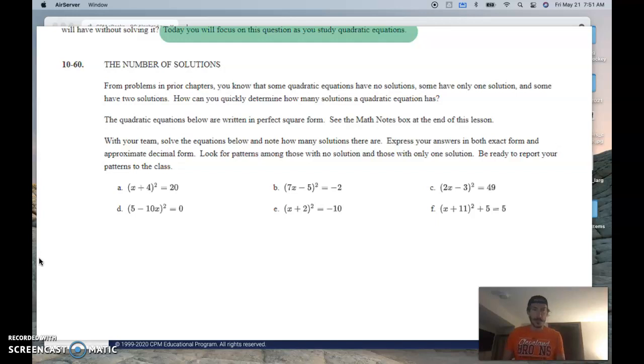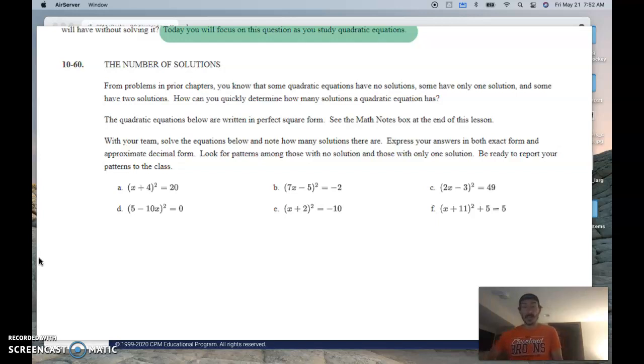And I'm going to read, and then we're going to look at a problem, and I'm going to go a bit out of order here, but it says, from problems in prior chapters, you know some quadratic equations have no solutions. Some have only one, and some have two. How can we quickly determine how many solutions a quadratic has? Quadratic equations below are written in perfect square form, okay? And this is a skill that we covered in chapters 8 and 9.